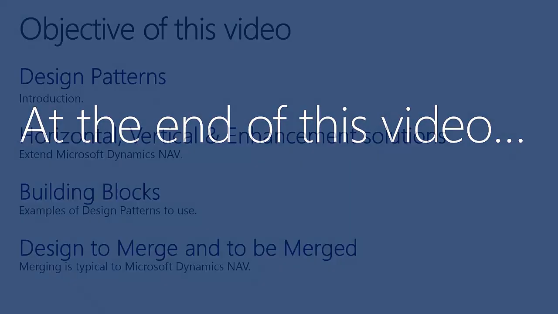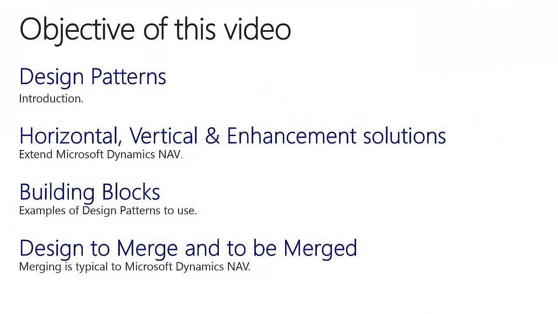At the end of this video you will have an overview of vertical solution building blocks and how to make sustainable design decisions. The objective of this video is to first look at design patterns as a concept, and then we will look at different types of solutions in Microsoft Dynamics NAV. Then we will talk about different types of design patterns and how merging impacts making decisions on your design.